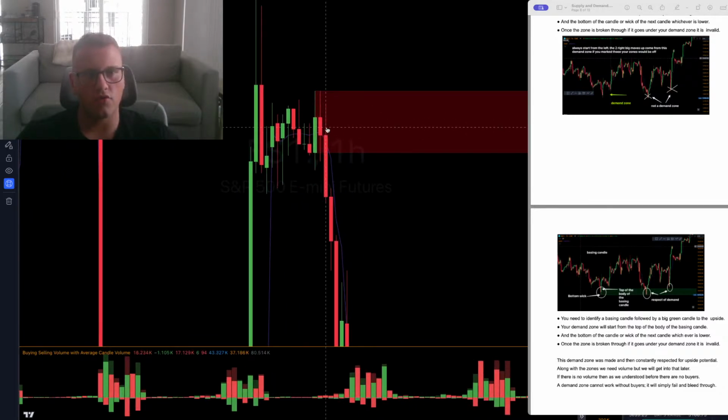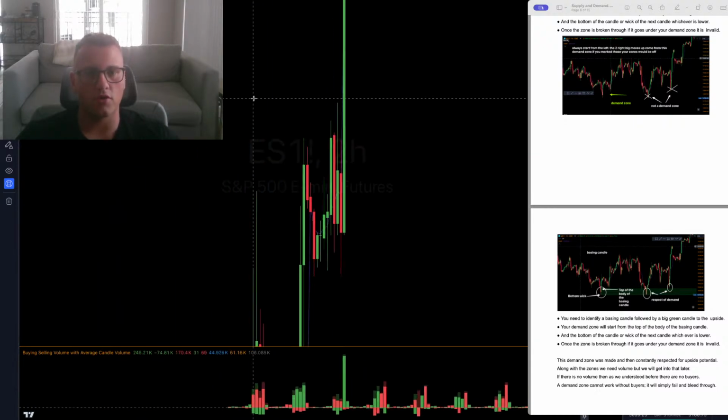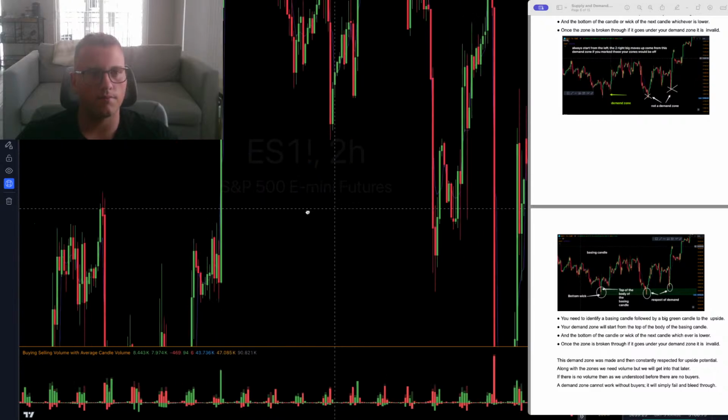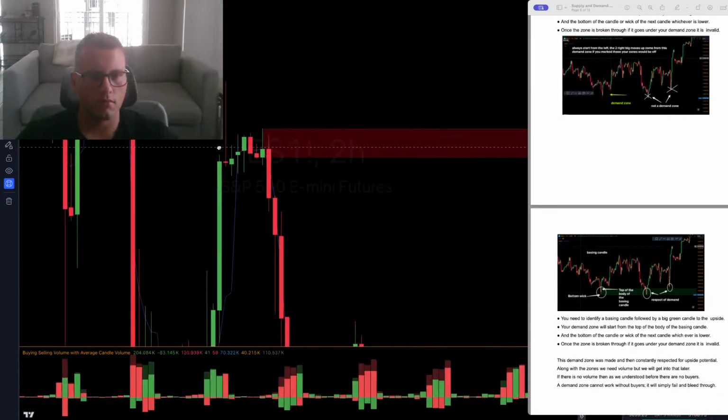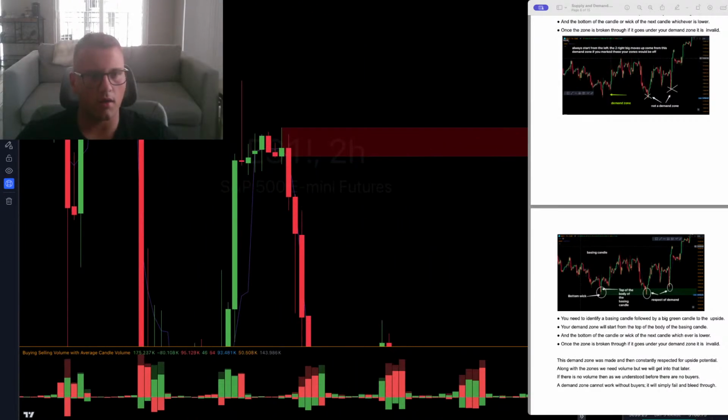If this candle would have dropped all the way very quick, I would consider this a 1-hour inside of a 2-hour, but the fact that it rallied back up and then followed down makes this a perfect 2-hour supply in here. So this is our 2-hour supply.